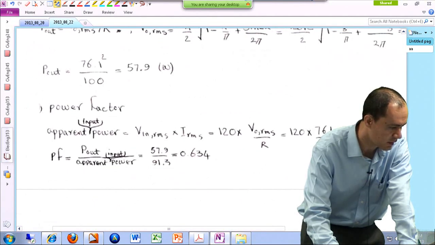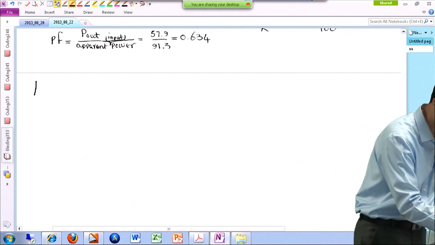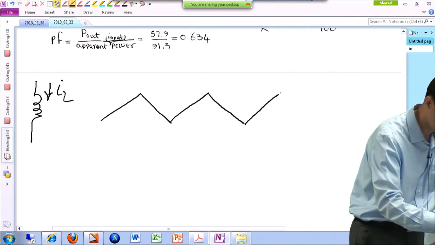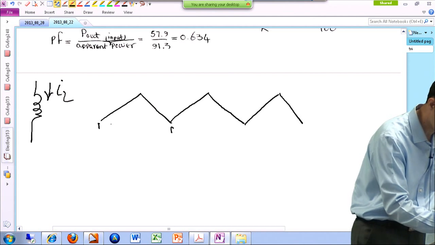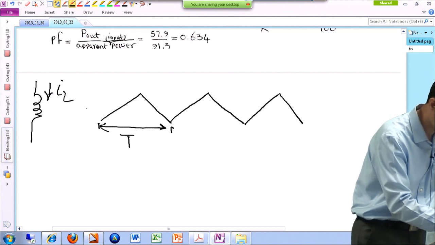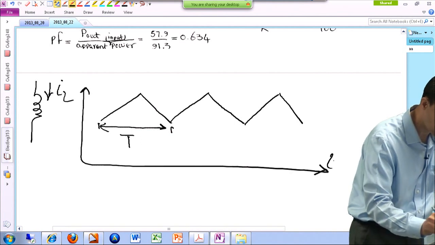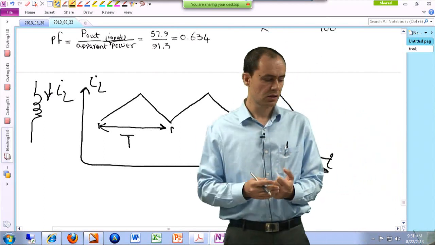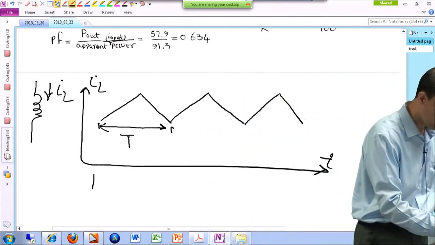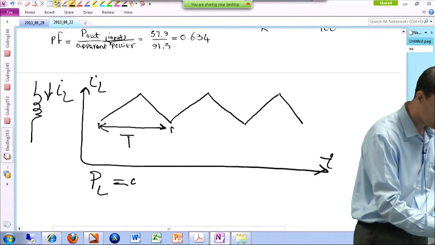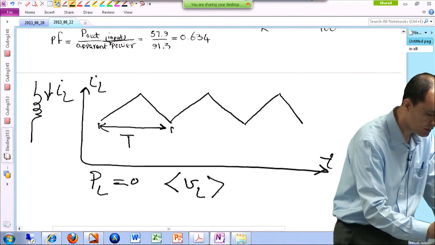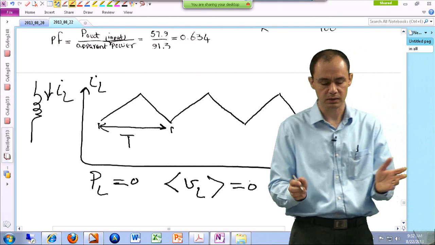So for instance, if I have an inductor in the system, and I'm measuring the current of this inductor, and this turns out to be a periodic waveform like this, so this is 1 period. This is versus time, and this is the current of the inductor. As soon as I see this, I should conclude that the average power consumed by the inductor is 0, as well as the average value of the voltage drop across the inductor is 0. So just keep that in mind.